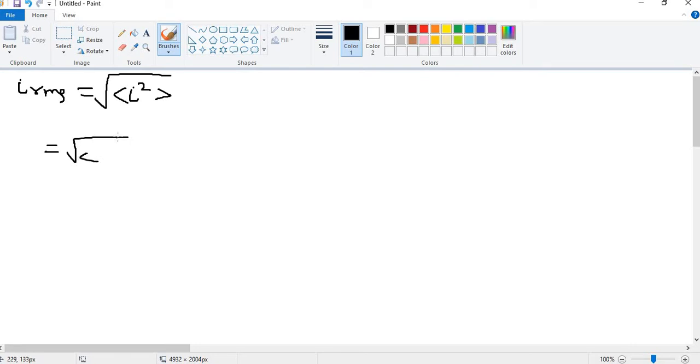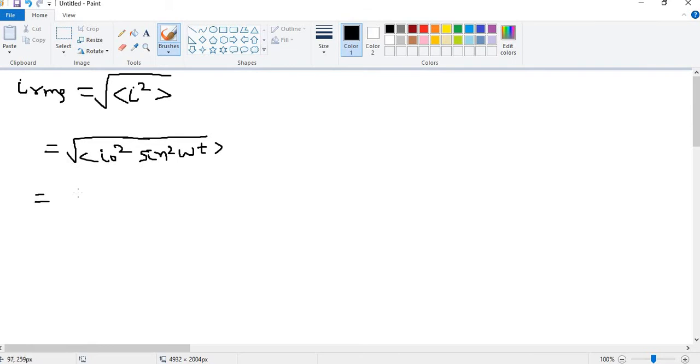Here it is I squared, so what will it be? I naught sin omega t whole squared, that is nothing but I naught squared sin squared omega t, and the root under.